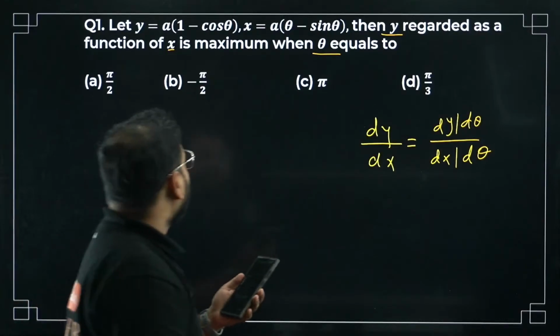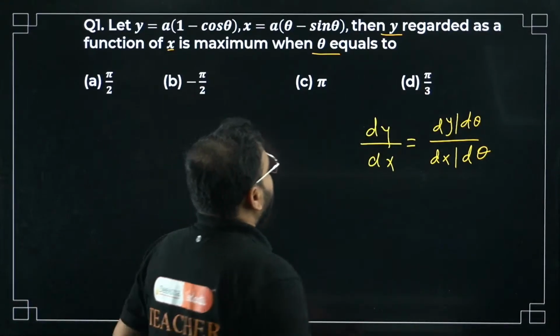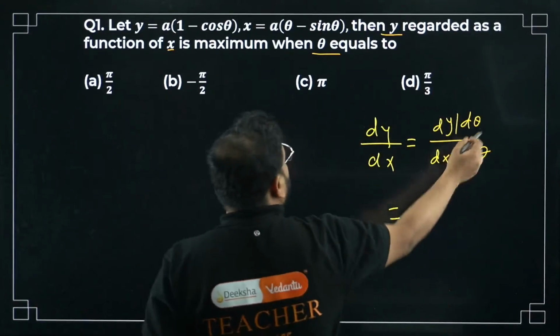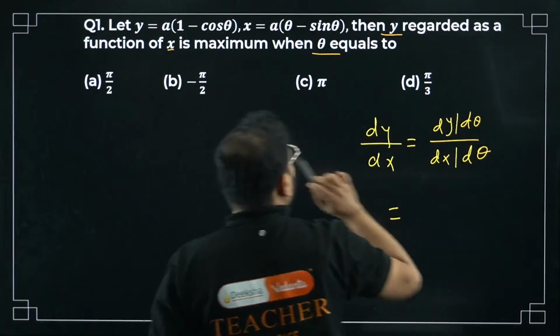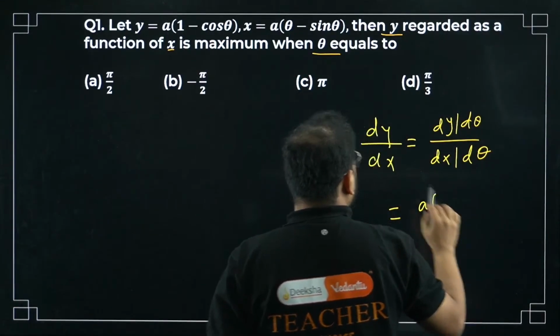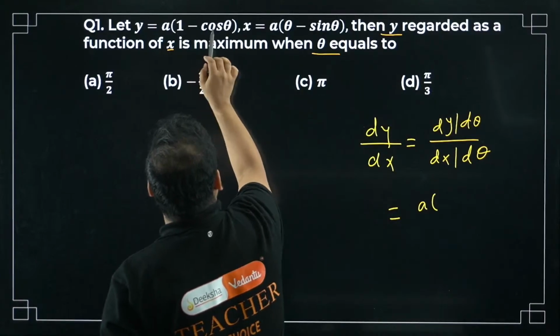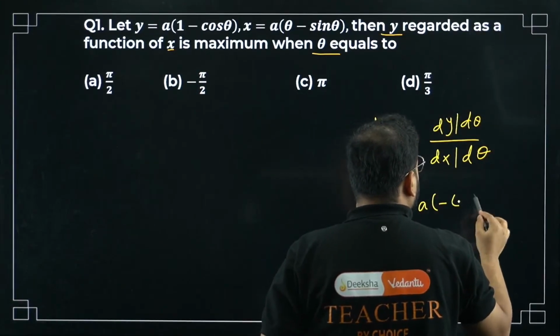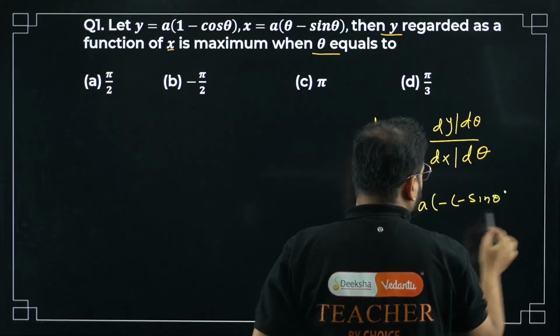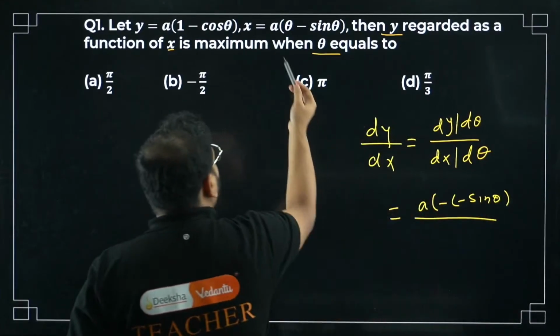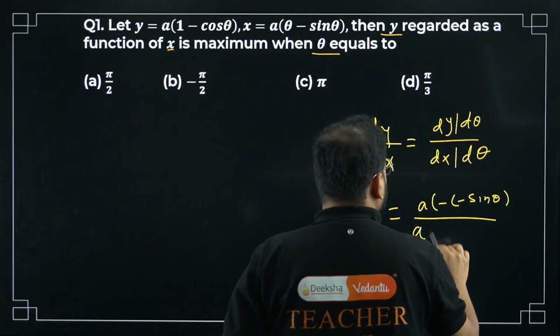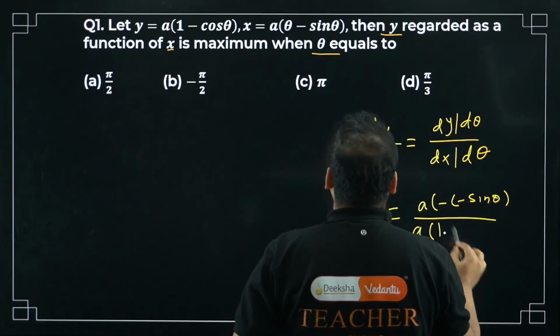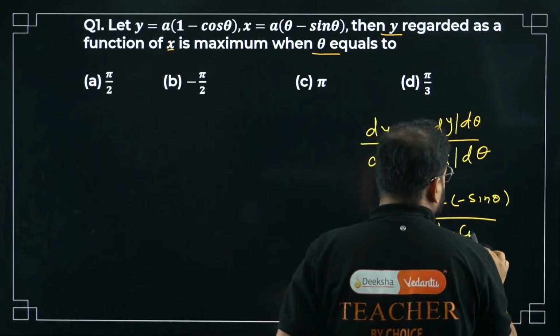Okay. So what is this going to be? Tell me here. Only this part, if you look at it, a will be there, of course. 1 will be 0, so I can eliminate that. It'll become, bacha, cos differentiation will be minus sine. So minus of minus sine theta for the numerator part. What about the denominator, sir? I'll have a again as it is. Theta will become 1, minus sine will be cos theta.